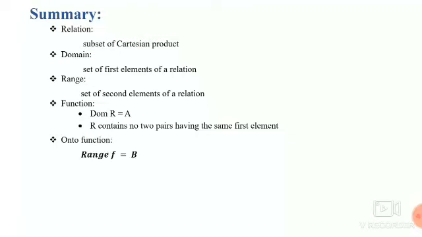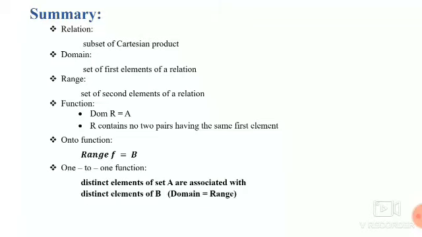For being an onto function, the set of range should be equal to set B. For being a one-to-one function, distinct elements of set A are associated with distinct elements of set B. Next, one-one and onto function, it should satisfy both the conditions for onto and one-one function. Now we are moving to the relevant questions from exercise 1.3.